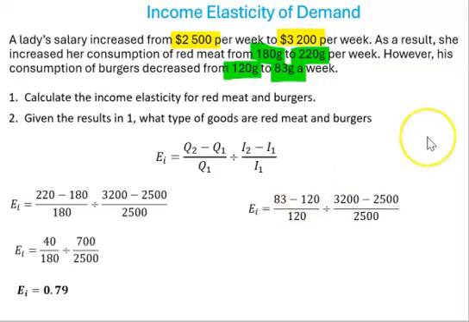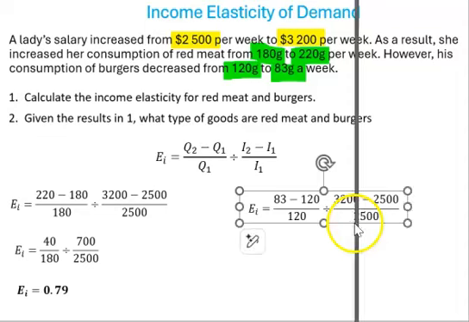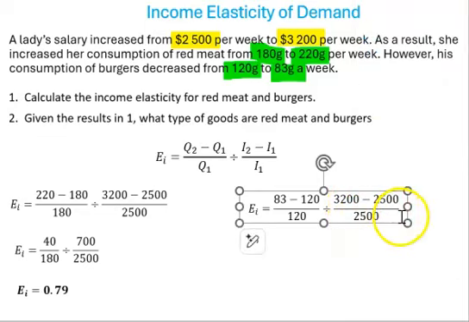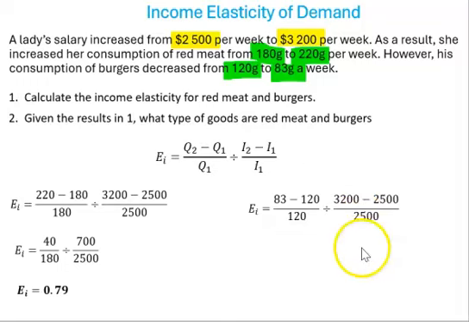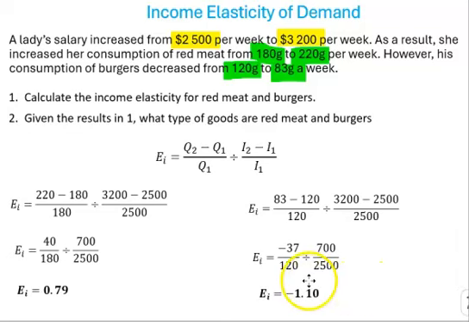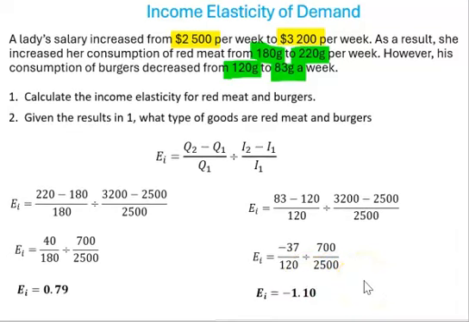So let's calculate the income elasticity for burgers. When it comes to burgers, quantity demanded changes as income increases from 120 gram to 83 grams. So this is Q2. So it's 83 minus 120 divided by 120. And the change in income is 3,200 minus 2,500 divided by 2,500. And that gives us minus 37 divided by 120, all of this divided by 700 divided by 2,500, giving us an elasticity of minus 1.1.